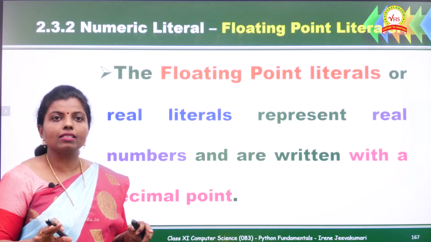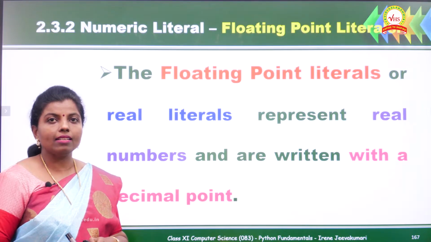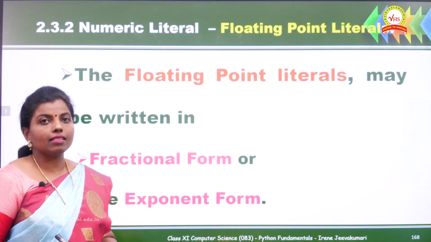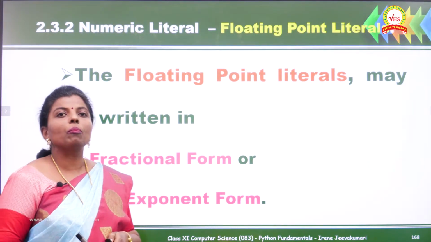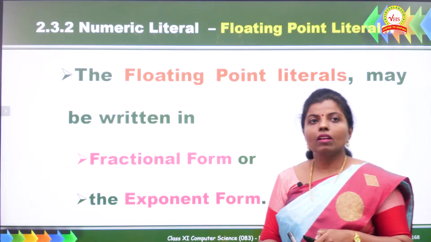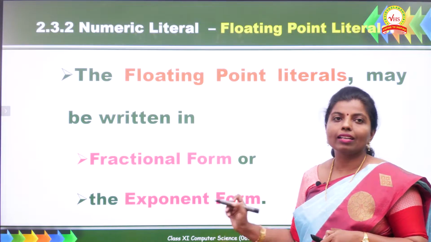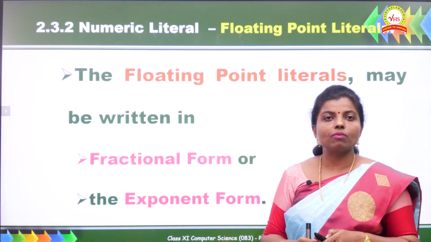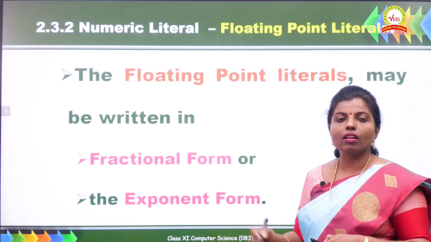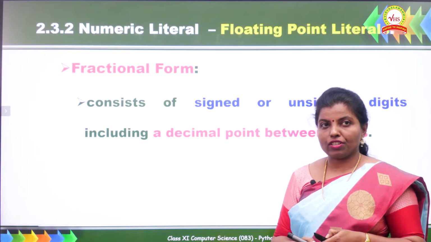If any number is written with the decimal point in it, then that number is represented as a floating point literal. So, now let us see some examples and how these floating point literals can be represented in programming languages. The floating point literals may be written in fractional form or in exponent form. In two forms, the floating point numbers can be written: fractional form or exponent form. So, let us see what fractional form is.